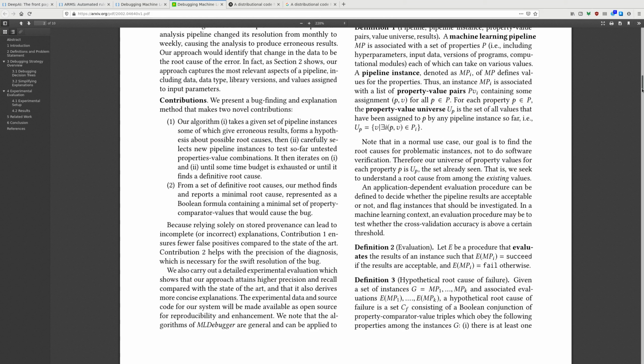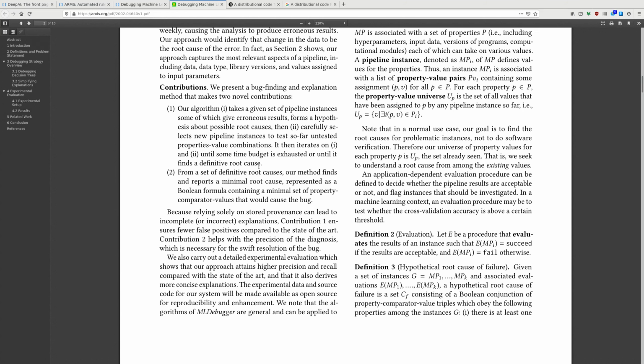From a set of definite root causes, our method finds and reports a minimal root cause represented as a Boolean formula containing a minimal set of property-comparator-values that would cause a bug.